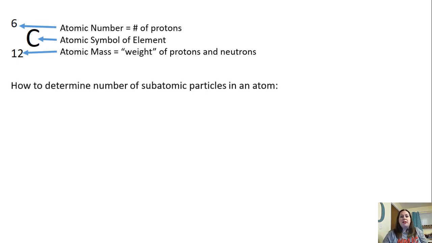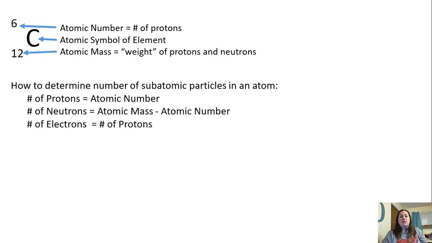So how do we determine the number of subatomic particles of an atom? So when we look at this, guys, the number of protons is the atomic number. So in the case here for carbon, that would be 6. The number of neutrons is the atomic mass minus the atomic number. Again, in this example, that would be 12 minus 6, which is 6. And the number of electrons, when we're talking about a neutral atom, is going to equal the number of protons. This means our negatives have to equal our positives. Well, we already know there's 6 positives, so this means there would be 6 negatives, which are the electrons.